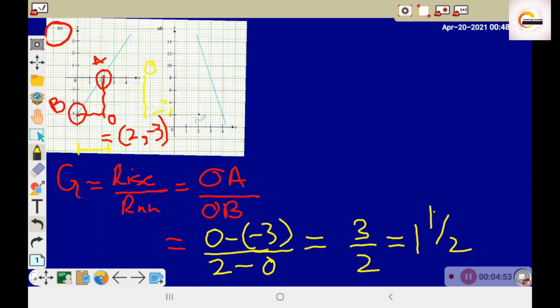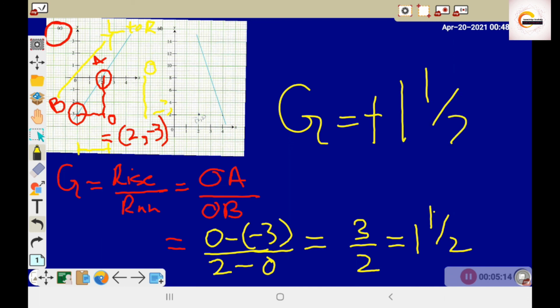Now see, the slope is going upward from left to right, that means it's going to be positive. So our gradient is going to be positive one whole number, 1 upon 2.